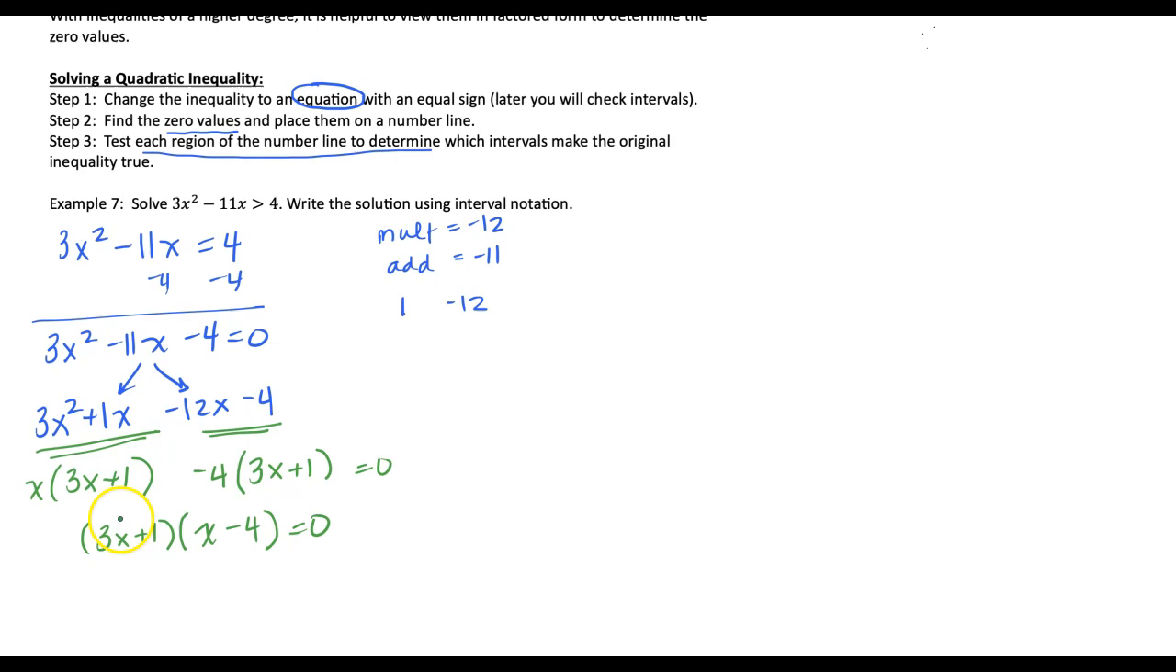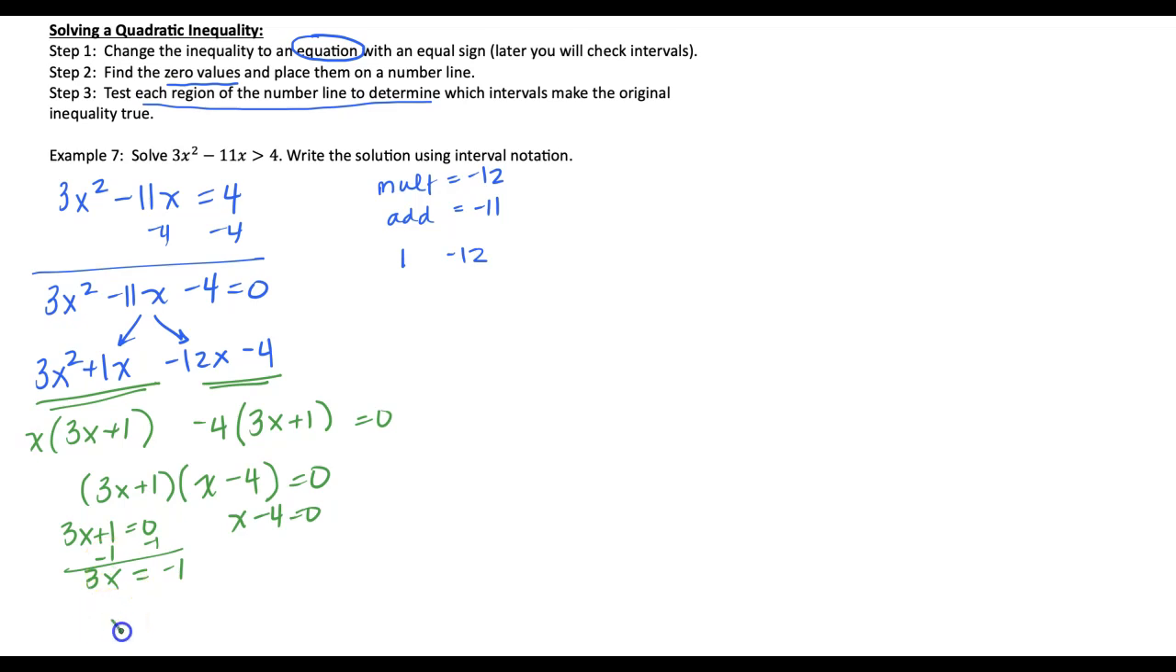We can find the zeros by setting each one of these equal to 0. In the first case, we end up with 3x equals negative 1, or x equals negative 1/3. In the second case, we get x equals 4. So the important numbers, these are our zero values that are going to separate our positives from negatives. On our number line, on the left, I'll put negative 1/3, and on the right, I'll put 4. And we're going to test each region.